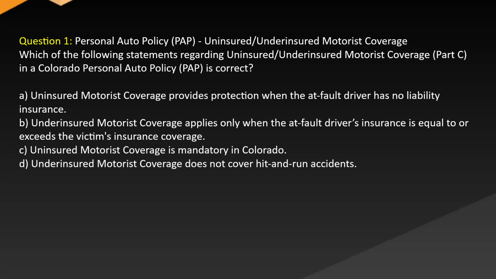Question 1. Personal auto policy, PAP. Uninsured underinsured motorist coverage. Which of the following statements regarding uninsured underinsured motorist coverage, Part C, in a Colorado personal auto policy, PAP, is correct? A. Uninsured motorist coverage provides protection when the at-fault driver has no liability insurance.